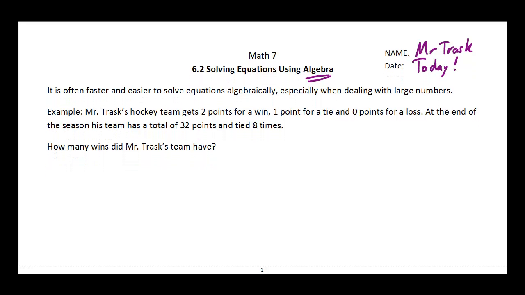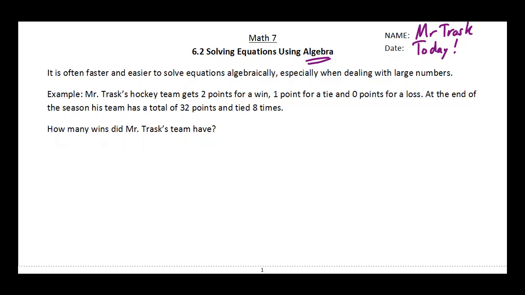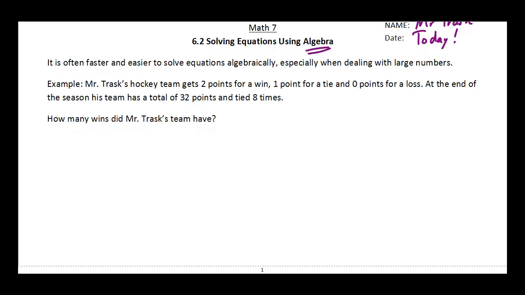Okay, so we've seen methods before where we just use trial and error, putting numbers in, and going through the equation using a method called inspection. Those two methods work fine, except if we start to deal with large numbers or complicated equations, then it's usually a lot faster and easier to solve them algebraically, which means to come up with a solution by creating an equation and then moving those numbers around, shifting the variables around until we get an answer.